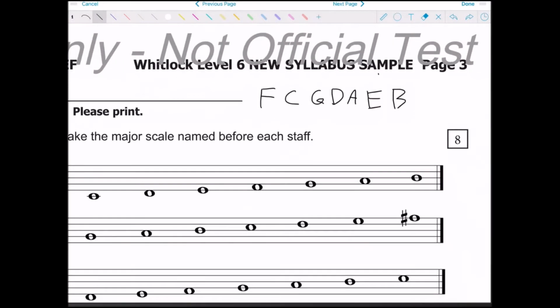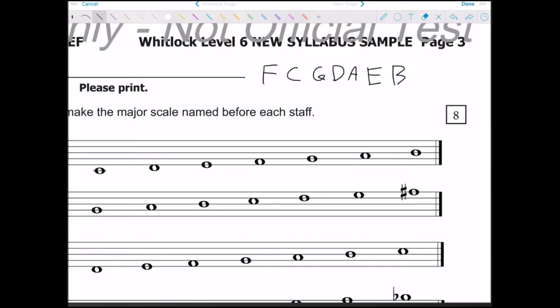So if the key calls for 3 sharps, all we have to do is find F, C, and G, the first 3 in the sentence. If the key calls for 2 sharps, we're just looking for F and C. If it calls for 5 sharps, we're looking for F, C, G, D, A. But that doesn't work for flat keys.